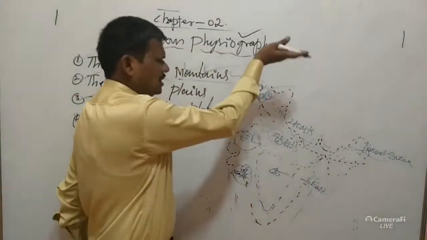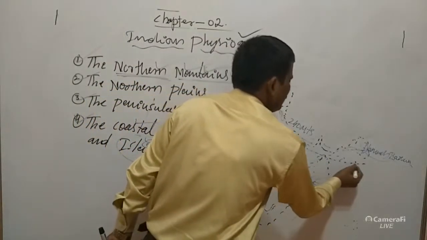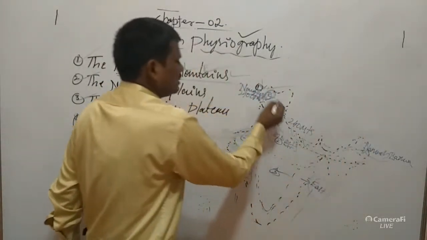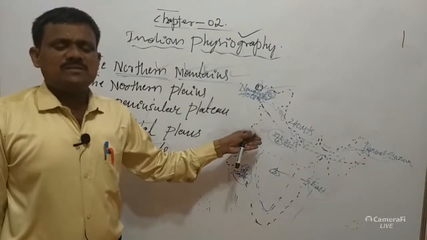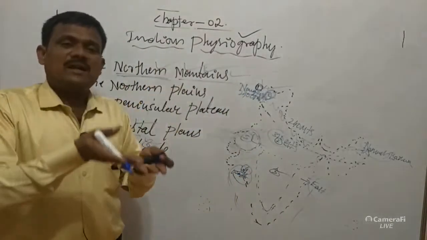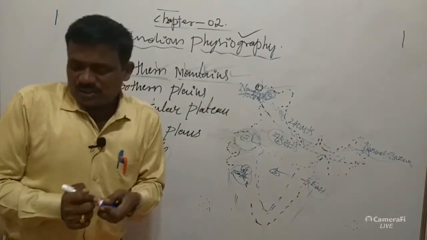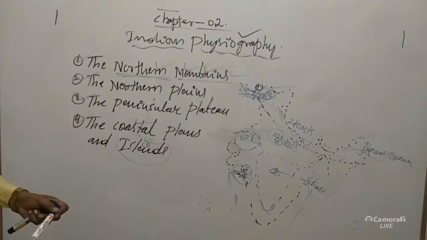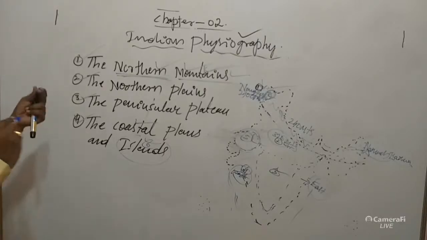I told the full northern part, the Himalayan mountains only, covering a total of 5 lakh kilometers. Based on the height of the mountains, the northern mountains are classified into three important ranges. Sir, which are the important ones?